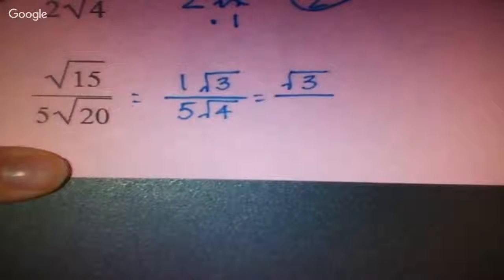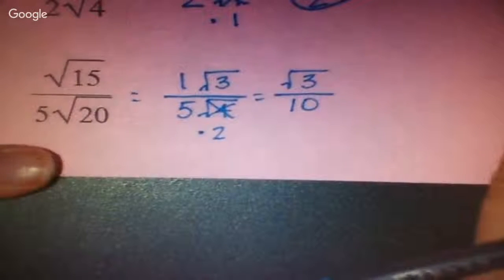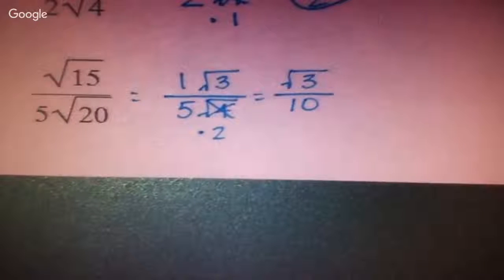Okay, can I do anything with the square root of 3? No, it's simplified. Can I do anything with the square root of 4? Yes, it's 2. So this is technically 5 times 2, which is 10. Can I reduce any more? No, you've got 1 over 10, and all you have is a square root in the top, so we don't need to rationalize. We're done.